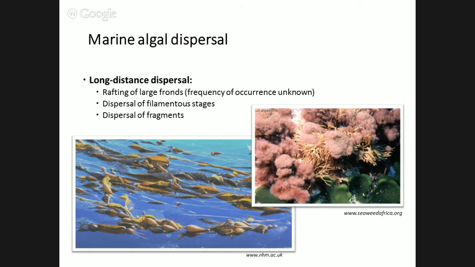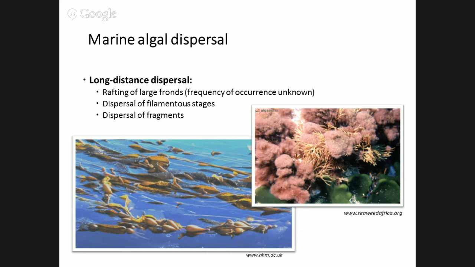A good example would be the rafting of large fronds, and I'm showing you here a photo of some kelp down here. There are large kelp beds that can become entrained in ocean currents, and travel as that entire bed from one region to another. They can go on the largest ocean currents. When they do that, they're often carrying other organisms with them because they are a habitat unto themselves. So there can be lots of attached animals and other algae as well living amongst these rafts.